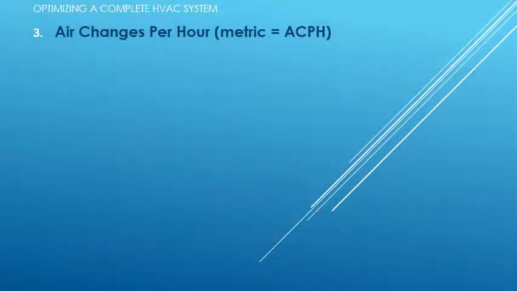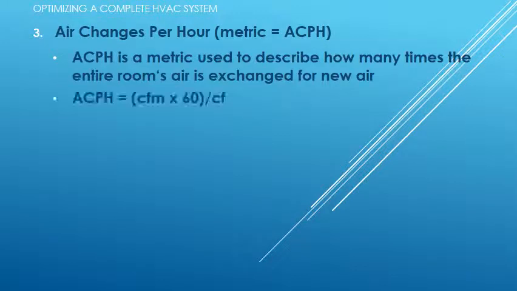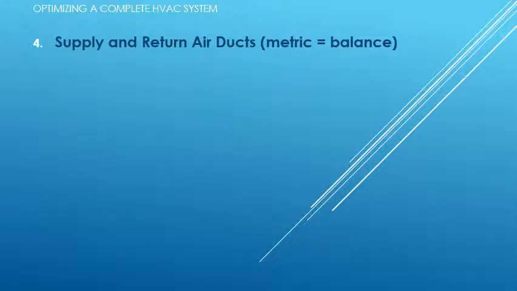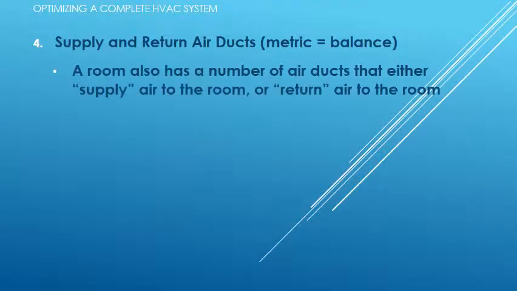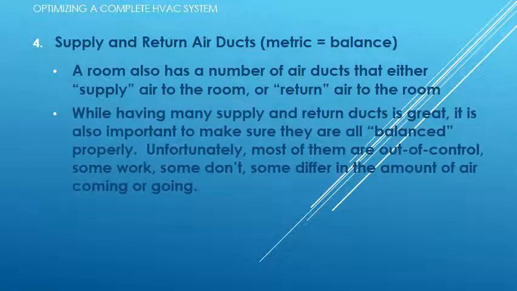Next is number 4, supply and return air ducts. What to be concerned with here is balancing these. A room has a number of air ducts that are either bringing air in, the supply, or taking air out, the return. While having many of these supply and return ducts is great, you need to make sure that they're balanced. Unfortunately, most houses and most businesses are out of control. They don't even know what their balance is, and this is very frustrating.